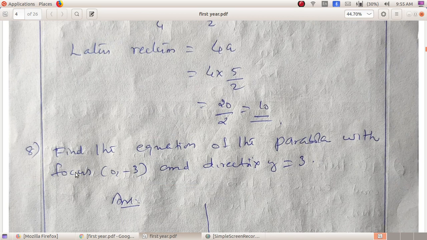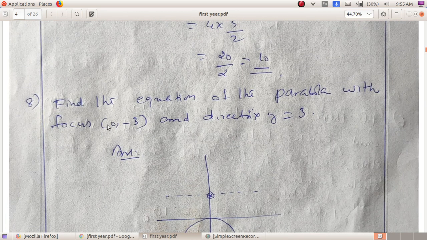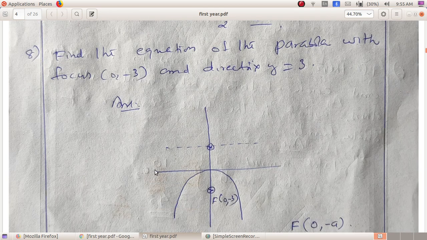Find the equation of the parabola with the focus (0, minus 3) and directrix y is equal to 3. Equation of the parabola. So the focus is at (0, minus 3). What is (0, minus 3)? This is the x-axis, and this is the y-axis. (0, minus 3) is this point. Then the parabola is of the form like this. This is the parabola. This is its directrix, which is y is equal to 3. Then what is the formula of this parabola?